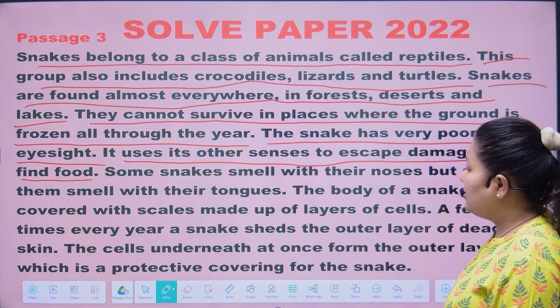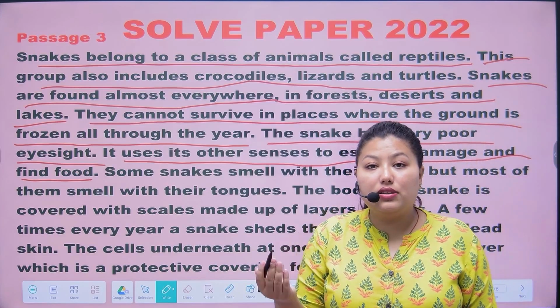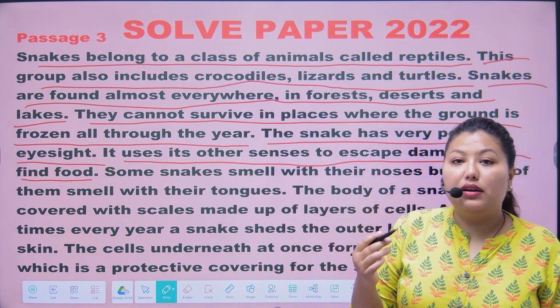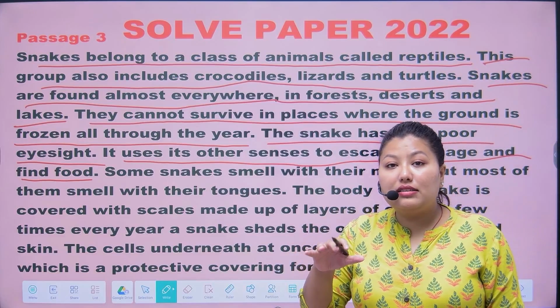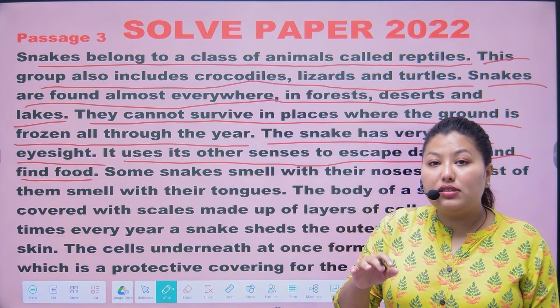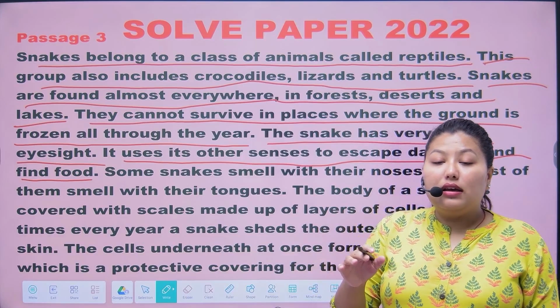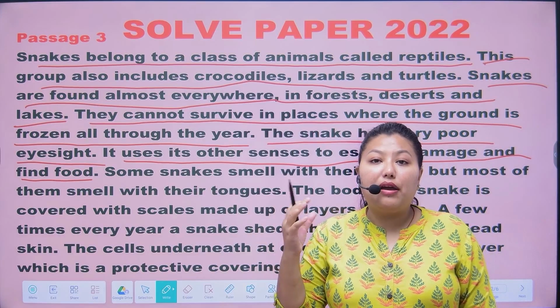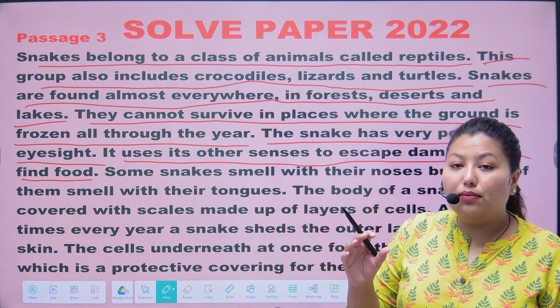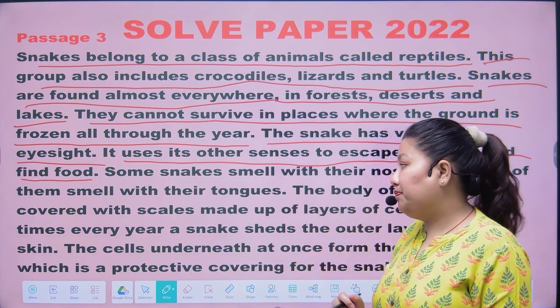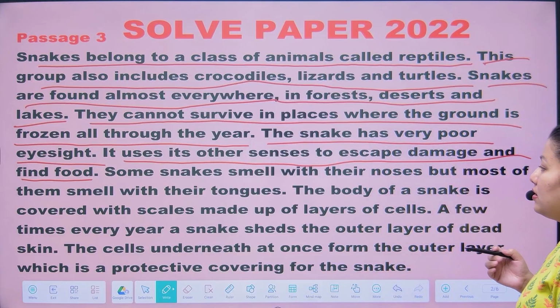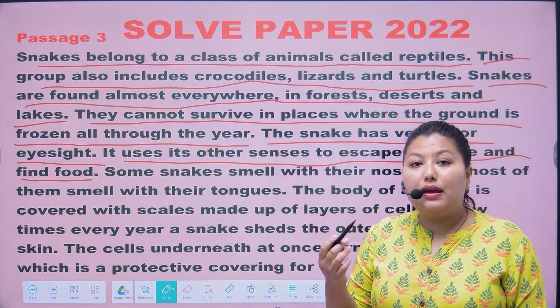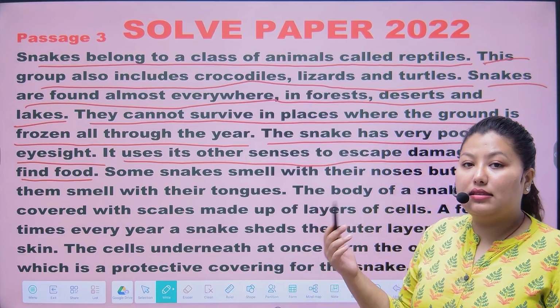Other senses means they can smell the danger or the food with their nose, or they can feel sensations from their skin, which is attached to the ground. When they walk, they attach to the ground, so they sense the vibration from the soil. So they use the sense of touch and smell, which are the other senses.